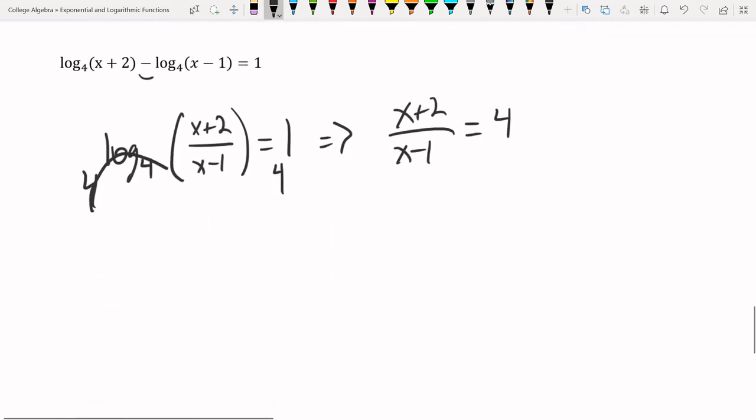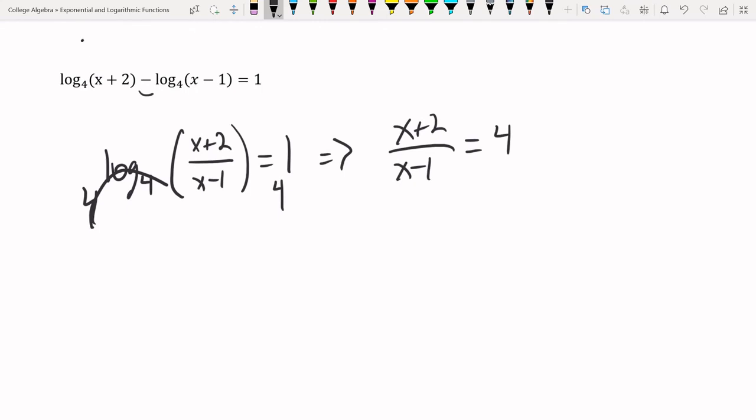Down here, x must be greater than negative 2. Anything less than or equal to negative 2 gives us 0 or a negative. And for this one, x must be greater than 1. And so because x must be greater than negative 2 and x must be greater than 1, that's the same thing as just saying x being greater than 1, because x being greater than negative 2 is always true if x must be greater than 1, because negative 2 is less than 1. So that's our first kind of stipulation there.